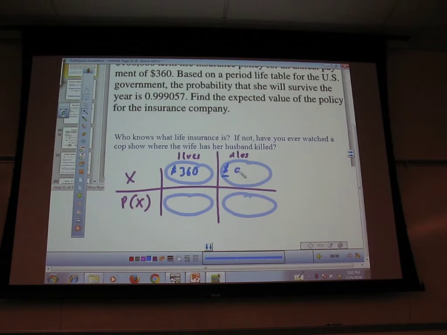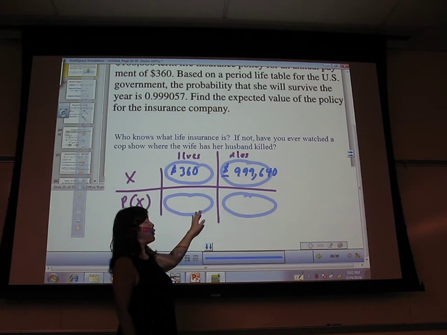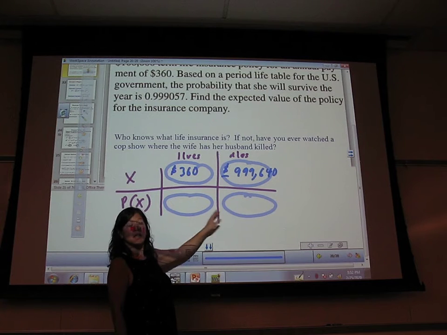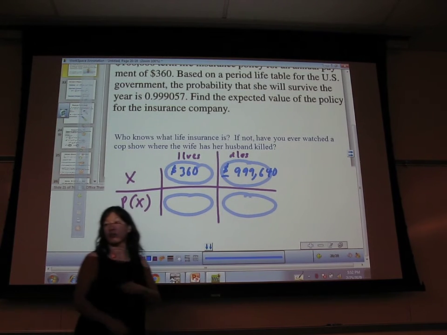So 999, what'd you say? 640? Because they already paid the 360. Now, do you know the probability? Do you know one of these probabilities? Do you know one of them? Can you find the other one? Yeah, because they better add up to 100%. So find that.